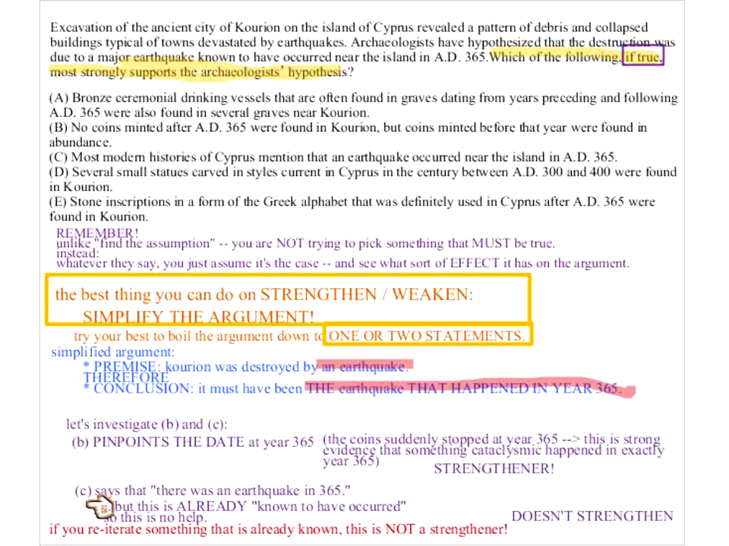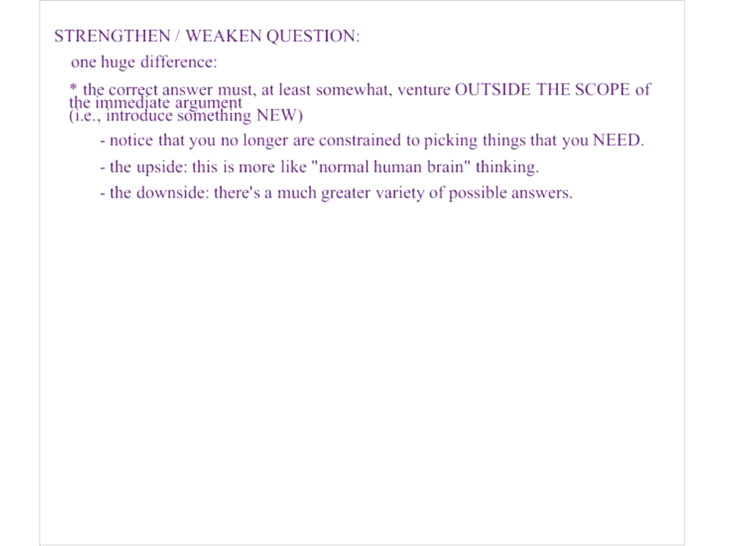Okay, I'll respond to what I think you're asking me. I think you're asking me about what we've already said here. Yeah, your correct answers have to go outside the scope, at least somewhat, because if they don't, those are not strengtheners. Make sure you know this. When you find the assumption, you're looking for assumptions. Assumptions are things that are encoded in your argument already, and so they can't go outside the scope.